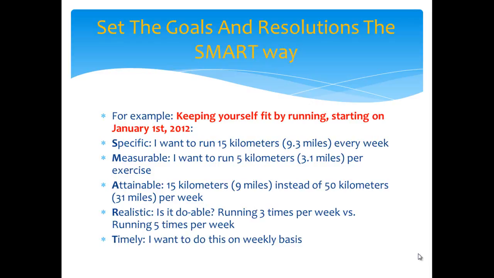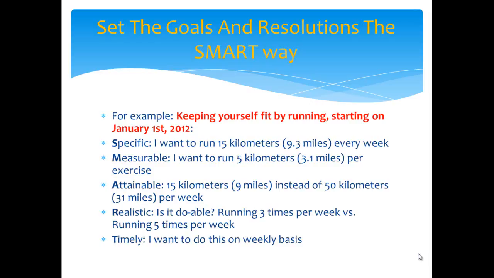Then the measurable part is that you decide that you want to run 5 kilometers per exercise, which equals 3.1 miles per exercise or running session. So it is very measurable. You know that when you run that 5 kilometer route 3 times per week, you have that 15 kilometers or approximately 9.3 miles of running.